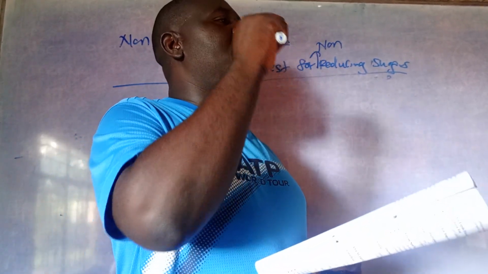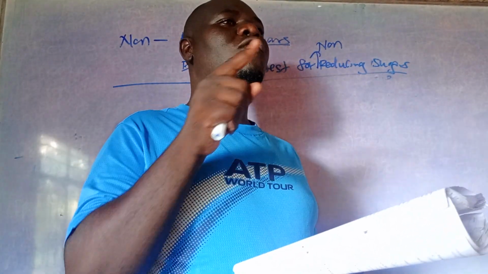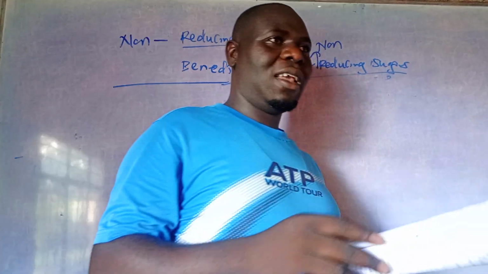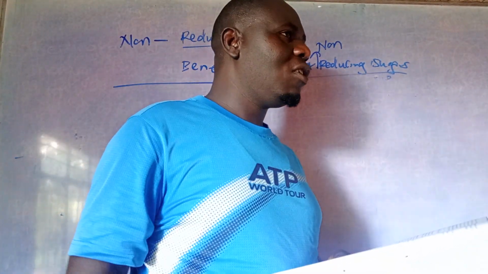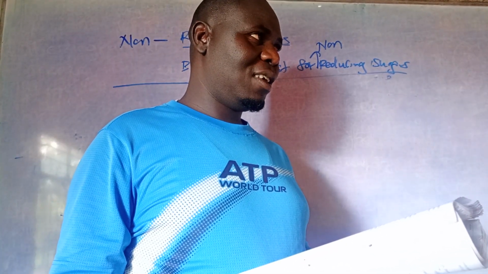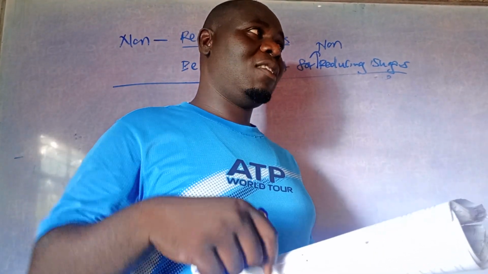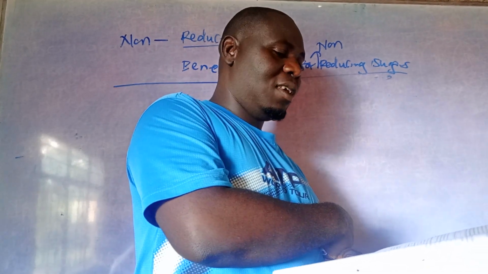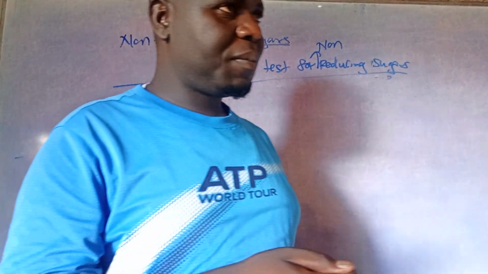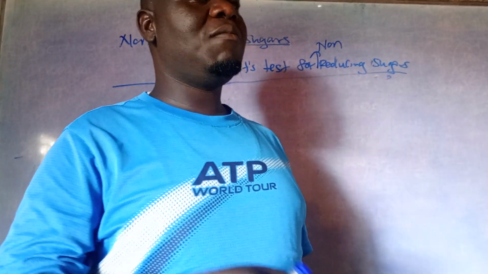You proceed by putting another, so it means the solution that you have used to test for reducing sugar, to confirm if reducing sugar is present or absent, you get the new solution. After testing for reducing sugar, if it's not present, you proceed. First, you test for what? For reducing sugar. If it's absent, you proceed.